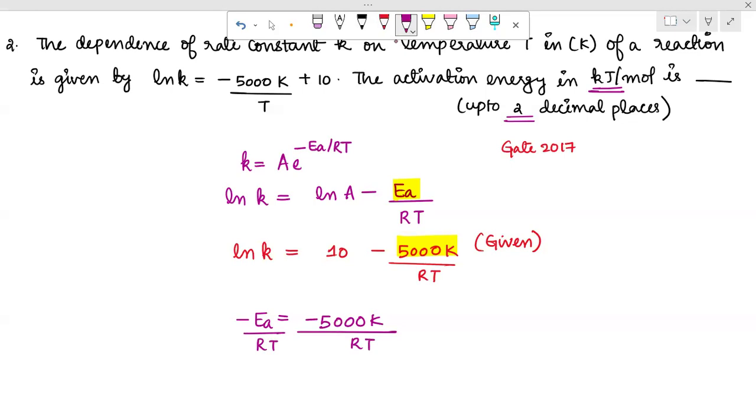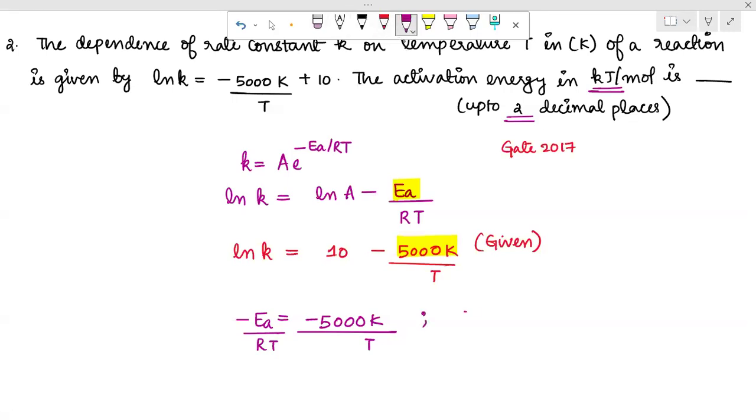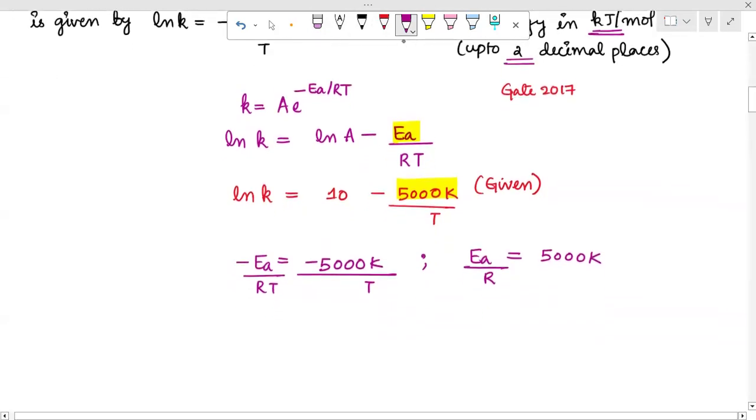Correct? No. In the question, this R is not given. Okay, this is wrong. Yeah, it's like this. This is something that we get. Now on the LHS and on the RHS, minus is common. T is also common. So from this, what I can write is minus gets cancelled. What we have is EA by R is equal to 5000 K. Now it is easy.